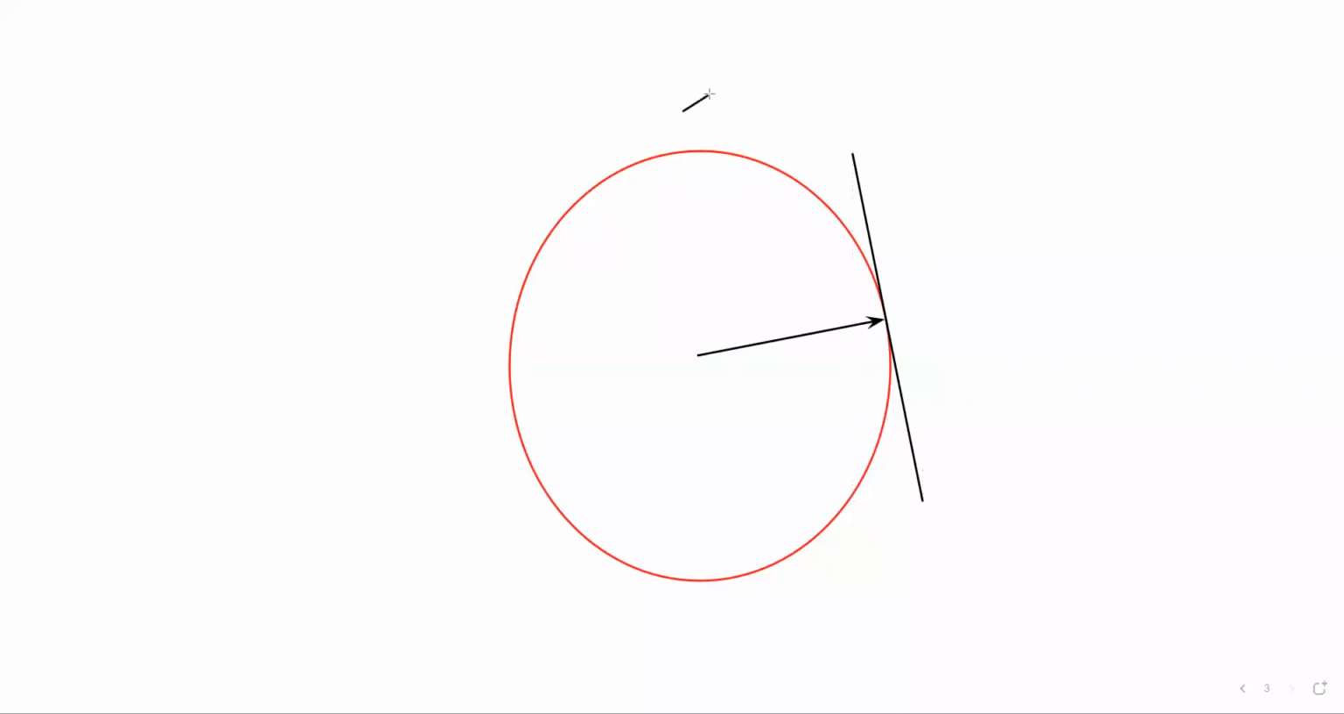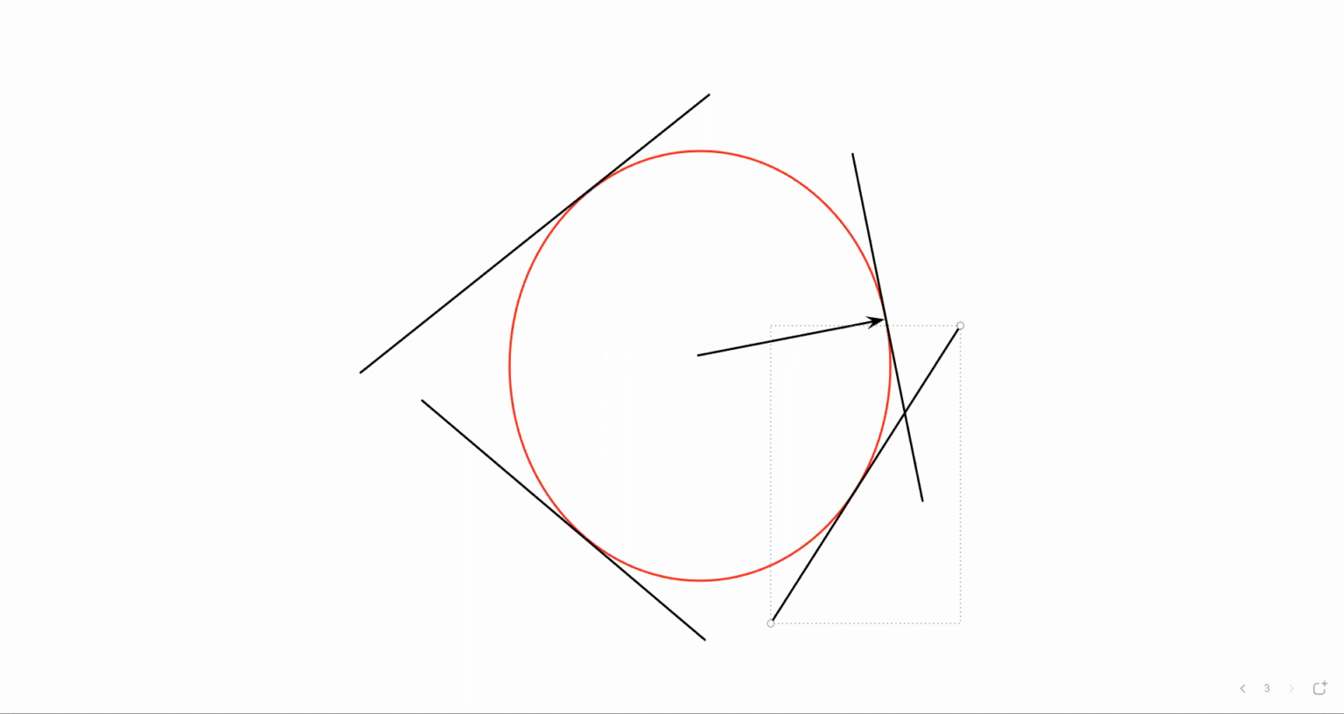Let's say this is tangent. So many tangents. Tangents always touch the circle on how many points? Any student? Tangent touches the circle only at one distinct point.